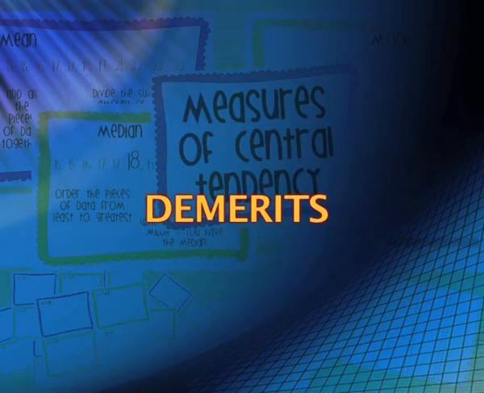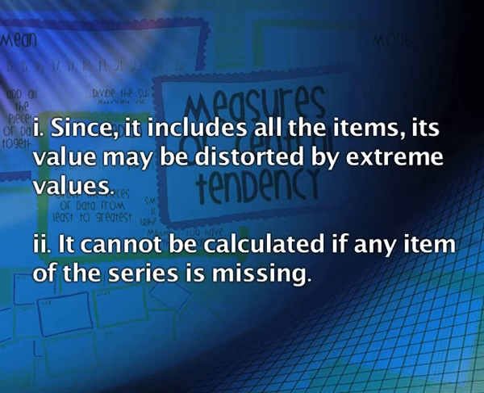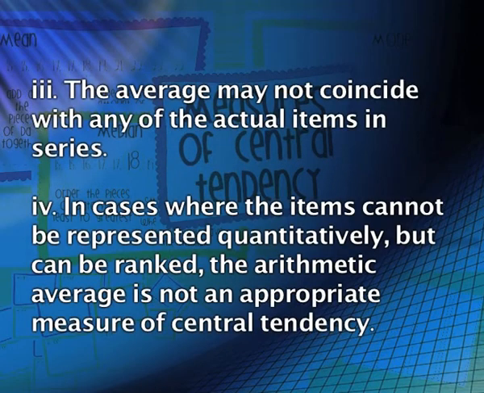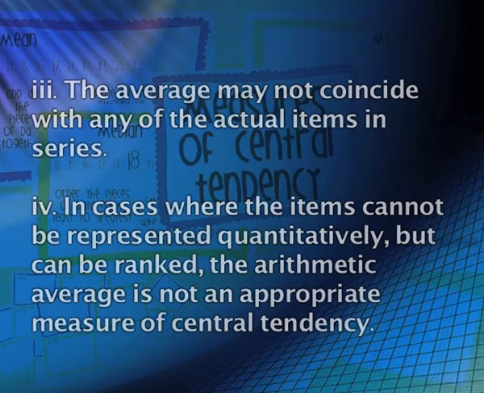Now let's see some of the demerits here. First one, since it includes all the items, its value may be distorted by extreme values. Second one, it cannot be calculated if any item of the series is missing. Third one, the average may not coincide with any of the actual items in a series. Now the fourth one, in cases where the items cannot be represented quantitatively but can be ranked, the arithmetic average is not an appropriate measure of central tendency.